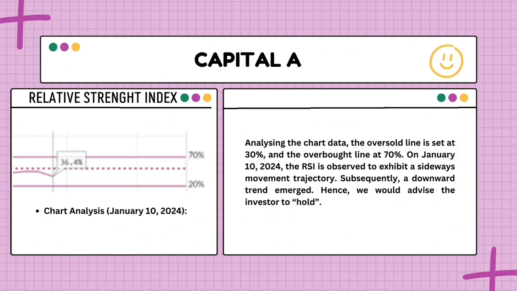Relative Strength Index, RSI. Analyzing the chart data, the oversold line is set at 30% and the overbought line at 70%. On January 10, 2024, the RSI is observed to exhibit a sideways movement trajectory. Subsequently, a downward trend emerged. Hence, we would advise the investor to hold.